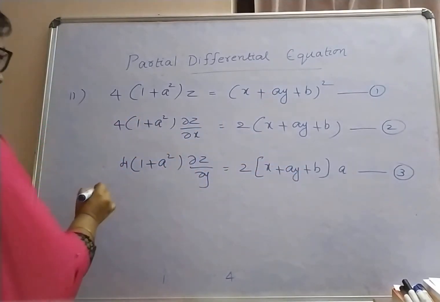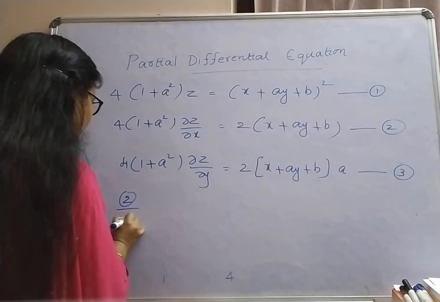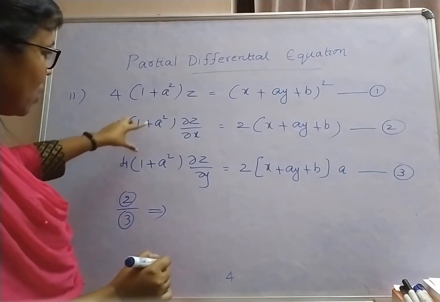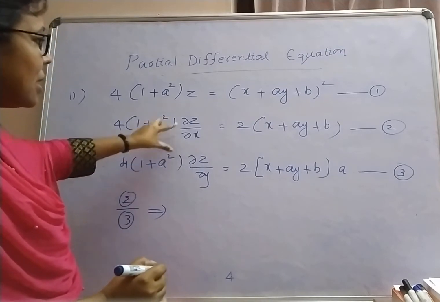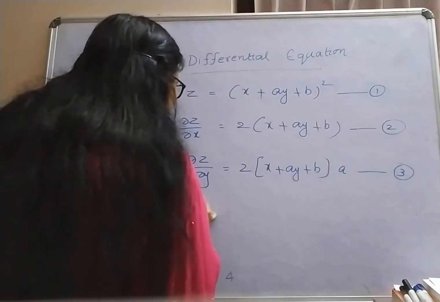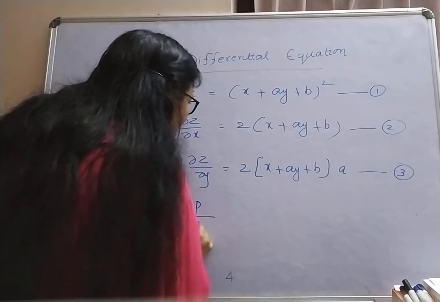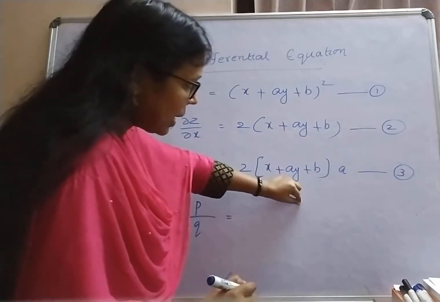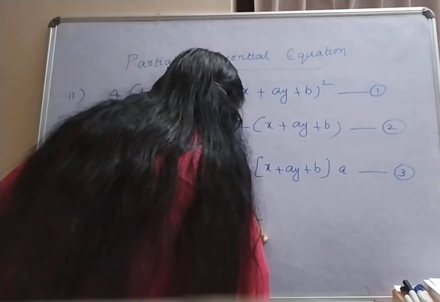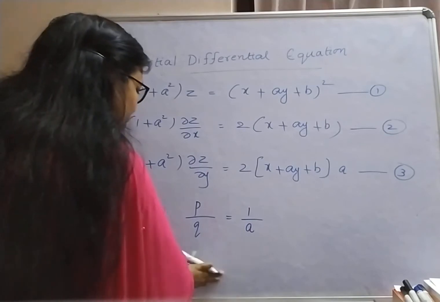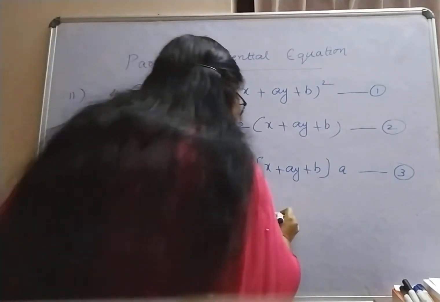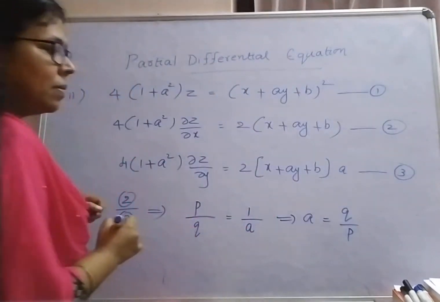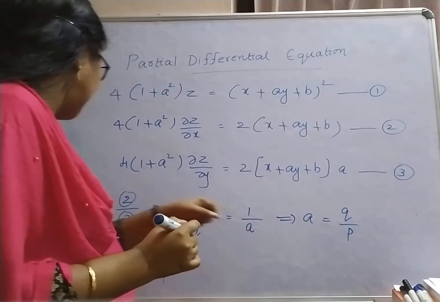Find 2 by 3. This 4 will be cancelled. 1 plus a square will be cancelled. Dou z by dou x is p. Dou z by dou y is q, equal to, this 2 will be cancelled, x plus ay plus b will be cancelled. P by q equal to 1 by a. That is a equal to q by p. Here we get a equal to q by p.